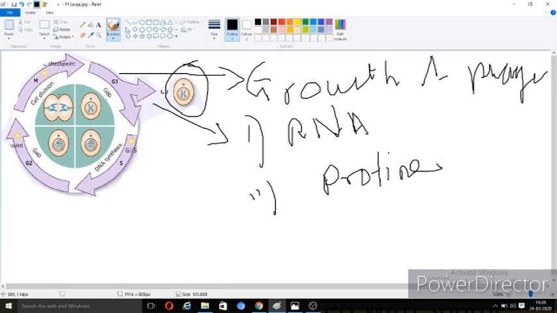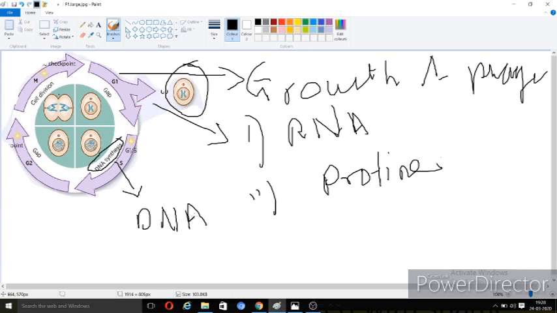Now as soon as this G1 phase is over, they will undergo the synthesis phase. At this phase, synthesis means they will produce only DNA. DNA replication takes place.